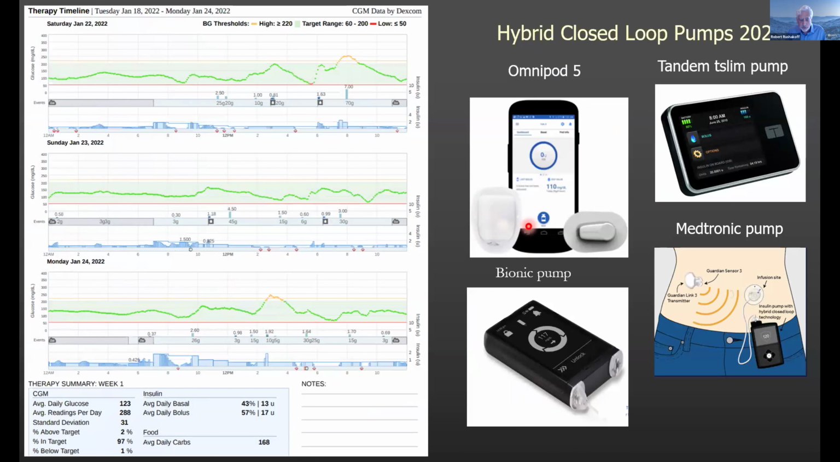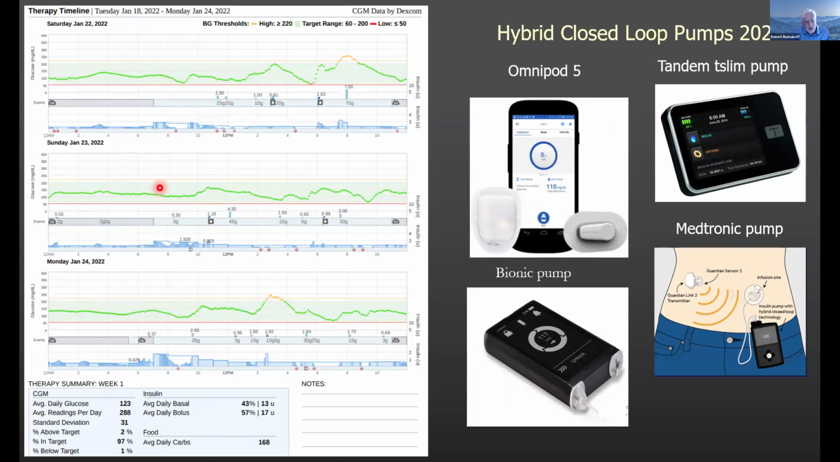It's a patch that just generally is worn on the arm. And then we have the Tandem t:slim. There'll be a mini version of this, which is much smaller, coming out in the next couple of months or few months. And this uses tubing.